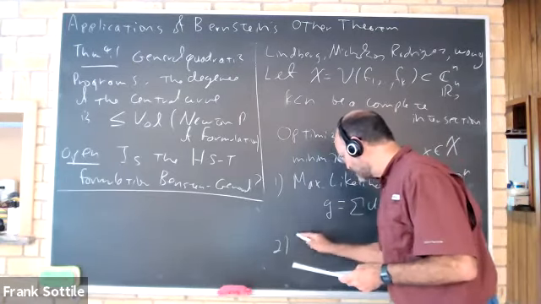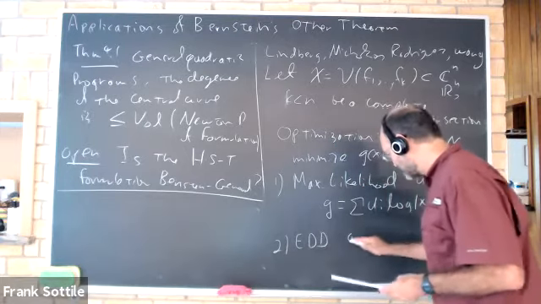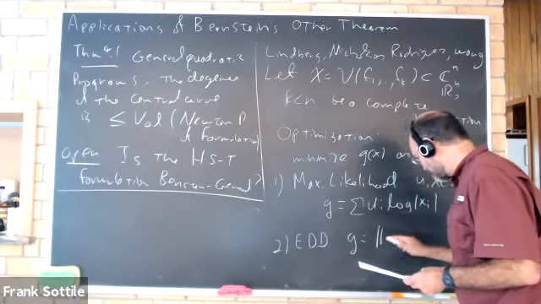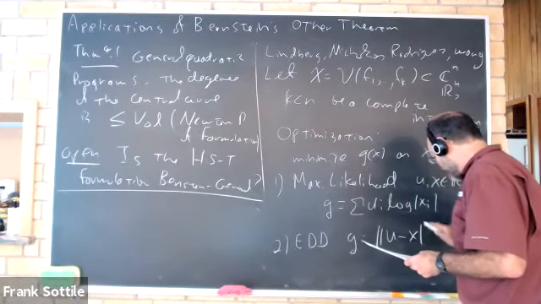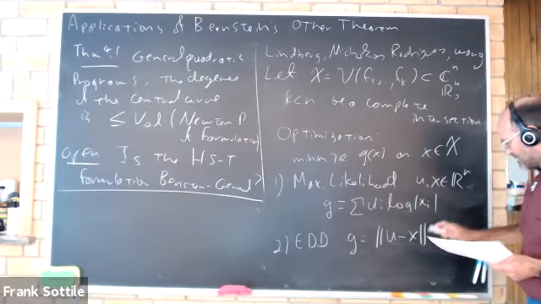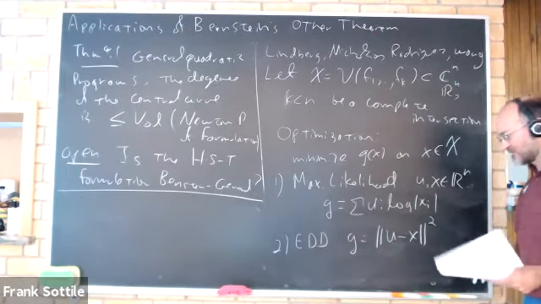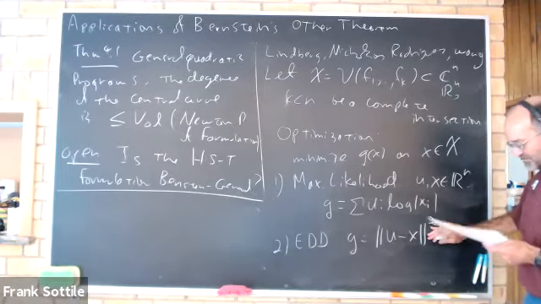And the second one is Euclidean distance degree. So here g is the Euclidean distance between u and a point on the variety. And you can square it, because minimizing this number is the same thing as minimizing the square, which becomes algebraic.